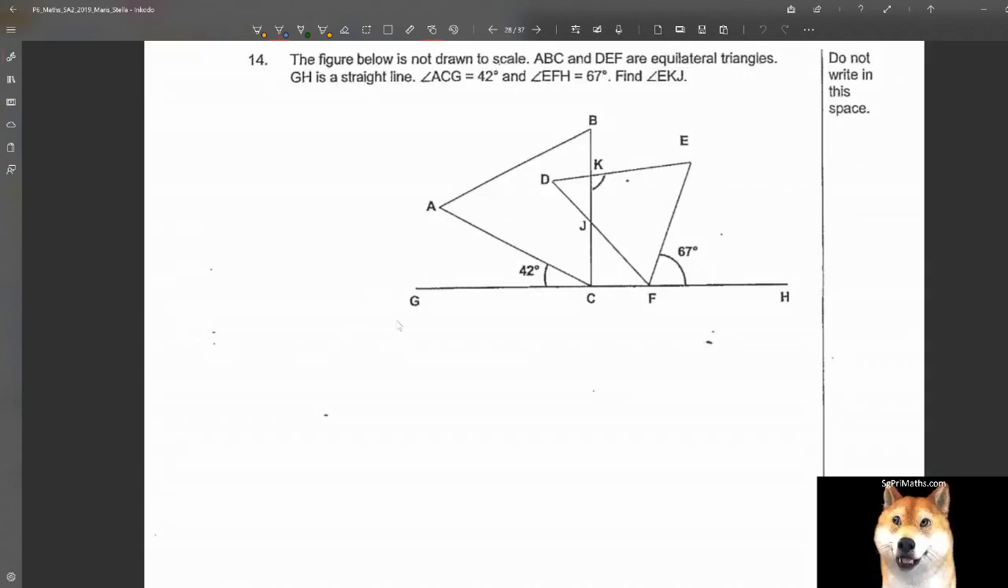Question 14. The figure below is not drawn to scale. ABC is equilateral, and DEF is also equilateral. Equilateral means the angles inside the triangles are 60 degrees. GH is a straight line, ACG is 42, EFH is 67. We need to find EKJ, which is here.